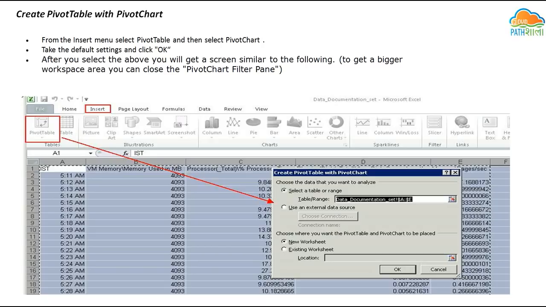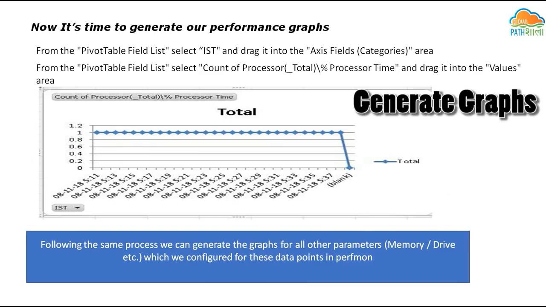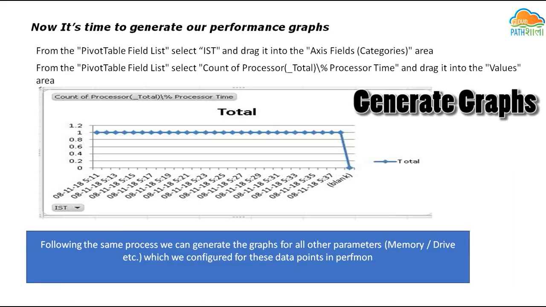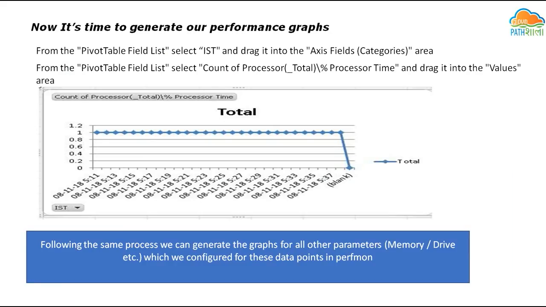Once you select the pivot graph, it will open a window, which is there with the red arrow mark. So you just go with the default option and say OK there. Once you click OK, it will come up with a different window where you have the option to select the pivot table fields. In the pivot table fields, you select the time in the axis field, and for the counters, whatever counter you need to analyze, you need to drag that into the values column.